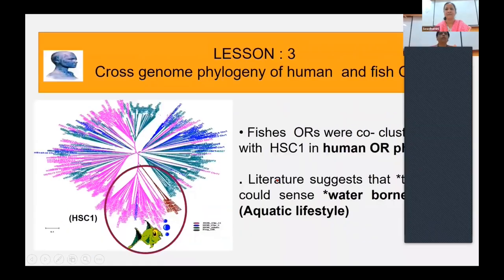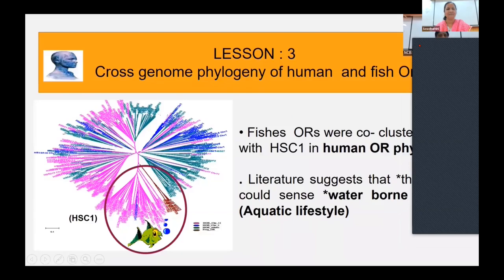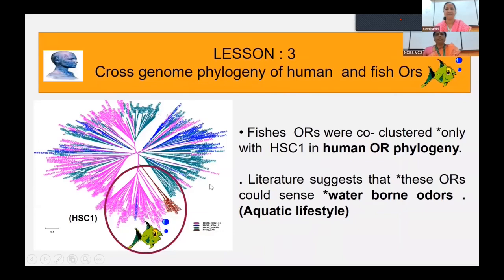With this learning, we wanted to perform cross-genome phylogenetic analysis of human olfactory receptors with a few fish olfactory receptors. Fish olfactory receptors co-cluster with HSC1 in the human phylogeny. Here, they are not co-clustering with the other human olfactory receptors. The literature suggests that it could be because fish olfactory receptors sense waterborne odors. So HSC1 belongs to sensing waterborne odor.